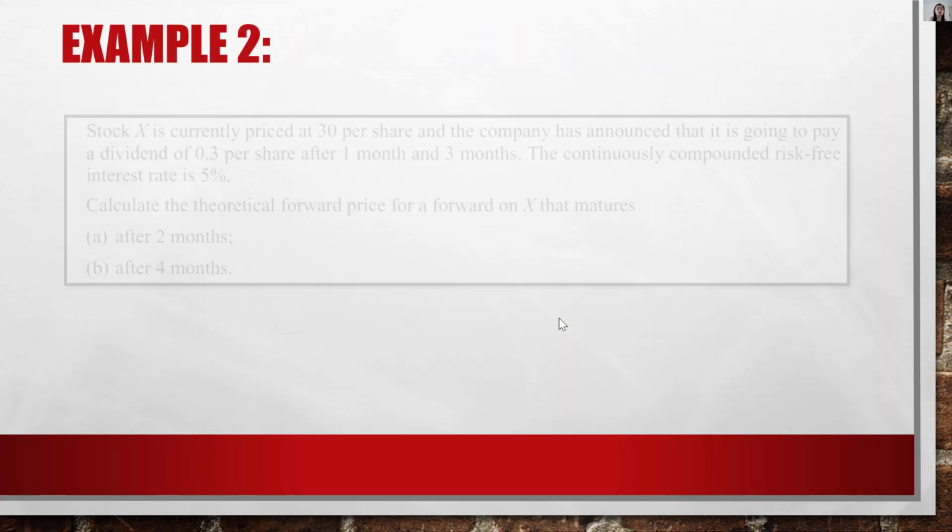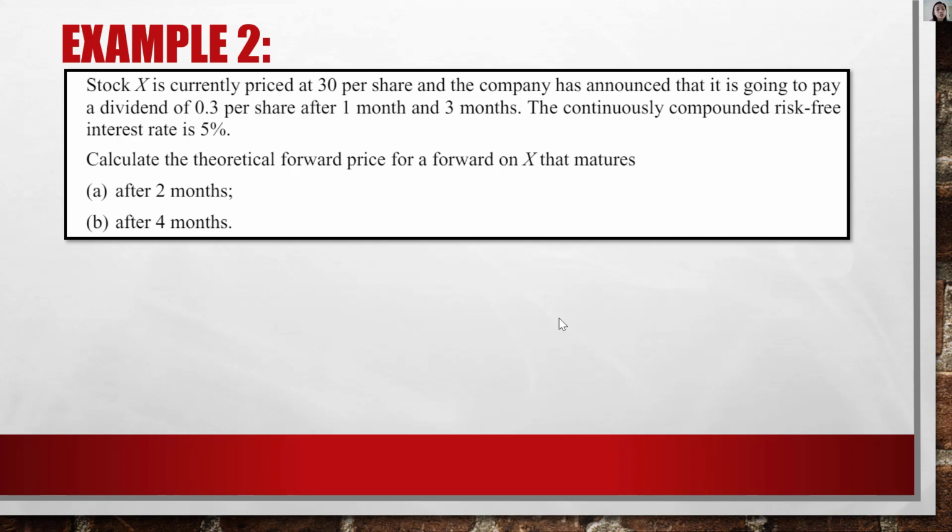All right, let's consider this example. Stock X is currently priced at 30 per share, and the company has announced that it is going to pay a dividend of 0.3 per share after 1 month and 3 months. The continuously compounded risk-free interest rate is 5%. Calculate the theoretical forward price for a forward on X that matures A) after 2 months and B) after 4 months. So here, let's figure out the keywords to determine what type of question it is. Here we have continuously compounded risk-free rate. So it is the continuous case, right?